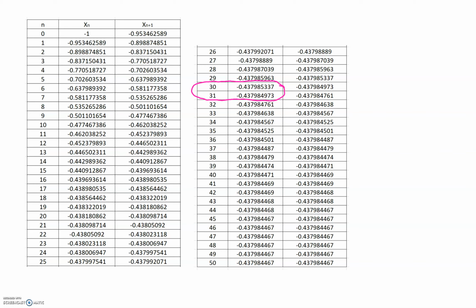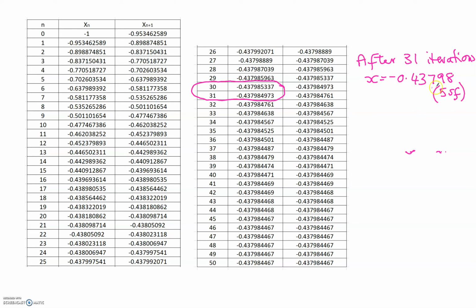value of x. So using 31 iterations, so after 31 iterations, we have got a value that x equals negative 0.43798. And that's to 5 significant figures.